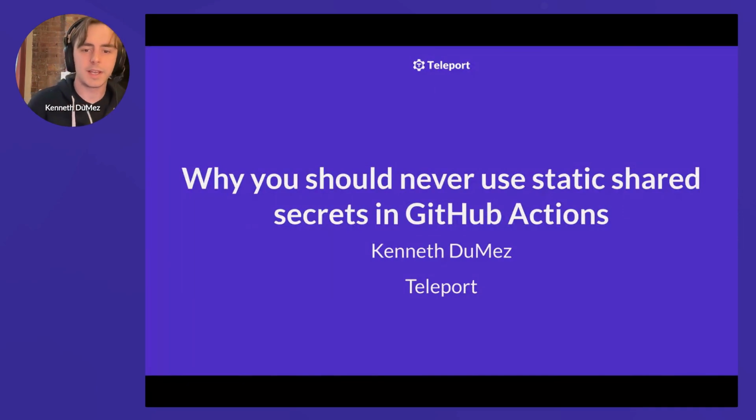Awesome. So we're going to talk about why you should never use static shared secrets in GitHub Actions and some alternatives. I hope I can teach you a couple things about securing your automated workflows, how the landscape looks right now, and why it's probably a bad idea to use these long-lived static credentials in your various CI/CD flows. But today we're going to focus especially on GitHub Actions.